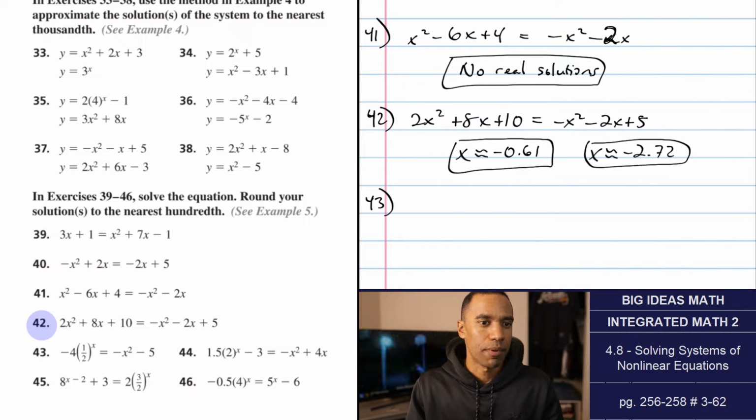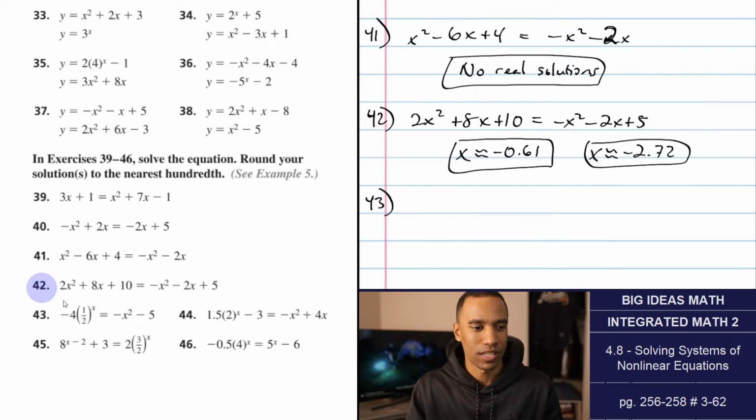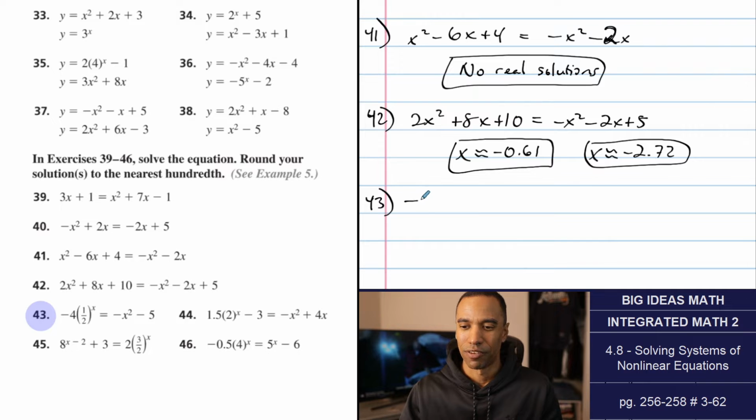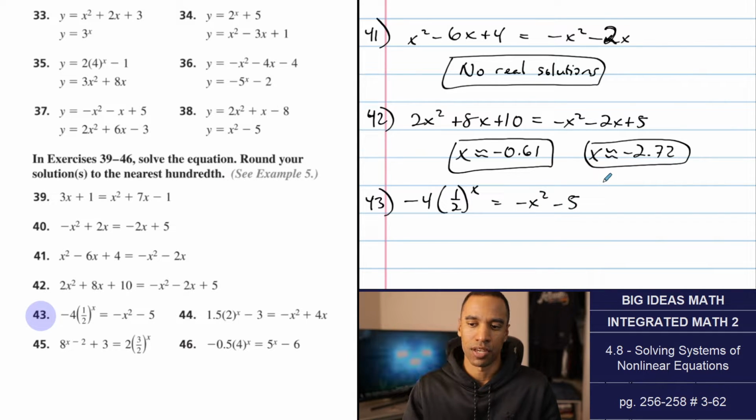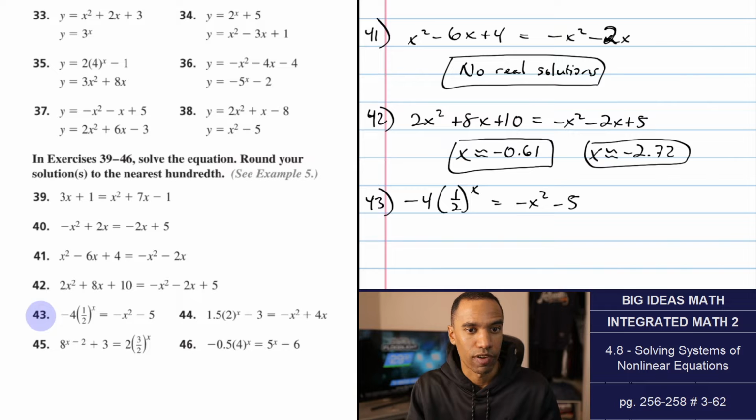All right, 43. Now, see, I'm not really teaching anything right now. It's clearly now just a solution guide. It's just an answer key at this point for these ones. Negative 4 times 1/2 to the x power. I will teach and state that once again, you can't multiply the negative 4 with 1/2 because it is exponential order of operations. Okay, let's go y equals negative 4 times 1/2 to the x power. And then y equals negative x squared minus 5.